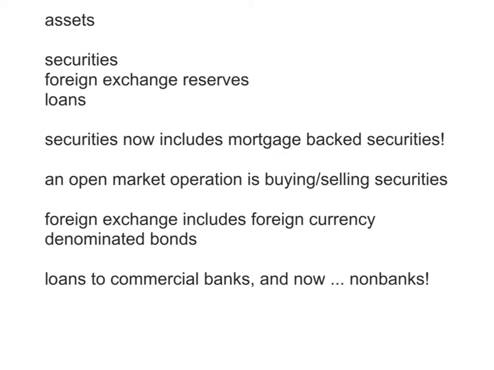An open market operation is buying and selling securities. So when the Fed buys a mortgage-backed security, that's an open market operation. It is injecting dollars into the economy and putting those securities on the asset part of its balance sheet. If the central bank sells securities like treasury bonds, then that reduces the money supply.